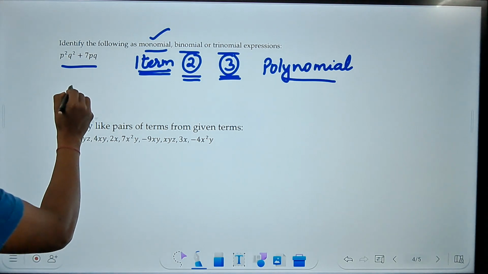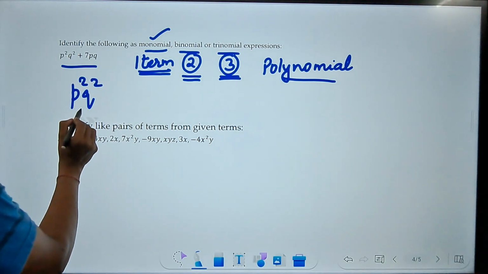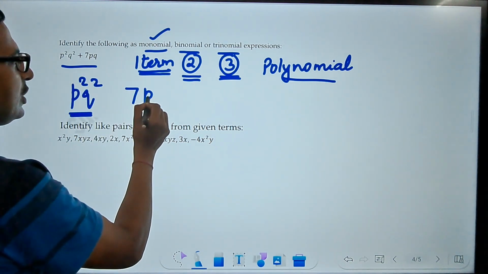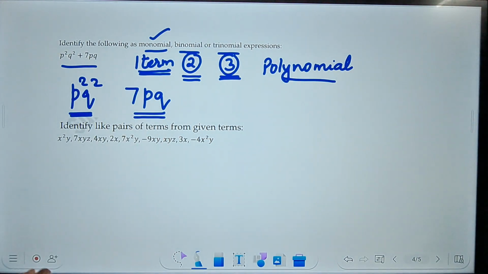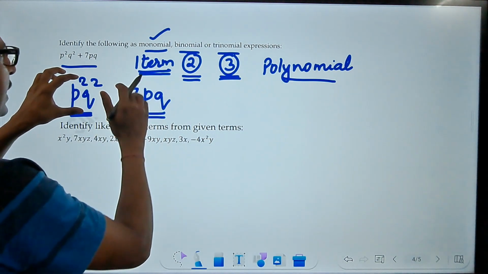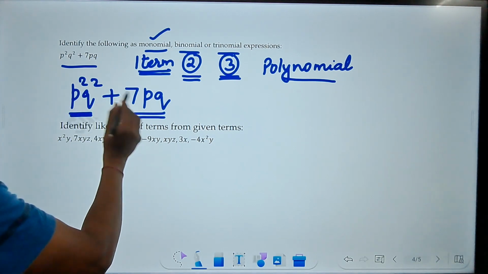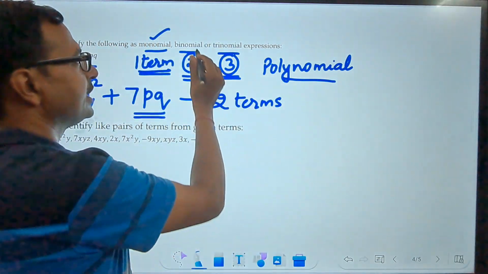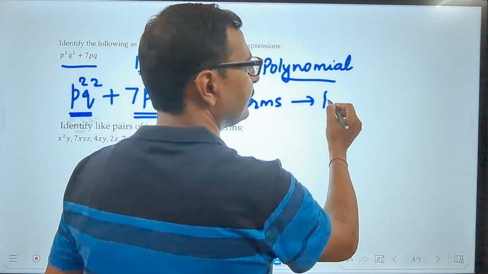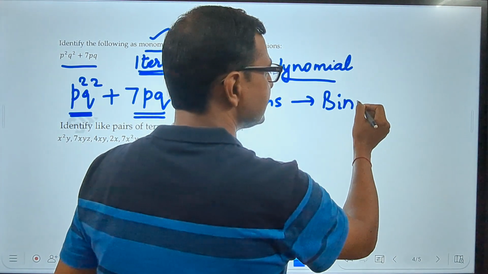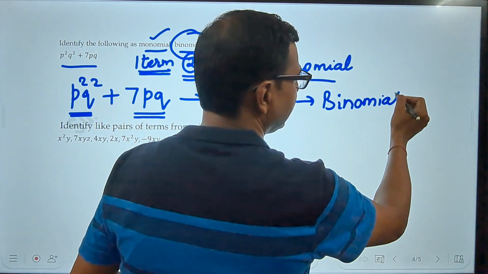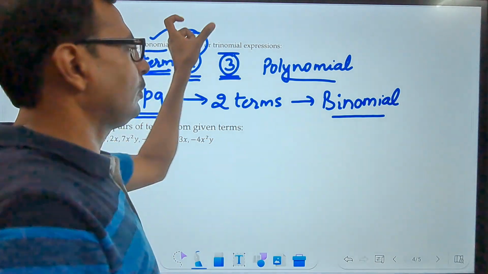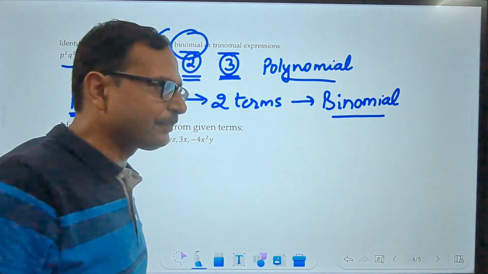Here you can see the part p square q square. This does not contain plus or minus, so this is a single term. And likewise the second part 7pq. This does not contain plus or minus sign, so this is also a single term. But these two parts are separated by a plus sign, and therefore this contains 2 terms, and whenever a polynomial contains 2 terms, it is a binomial. The prefix "bi" is given to the expression which contains 2 terms. So it's a binomial. So identifying whether it is a monomial, binomial or trinomial also helps in basic algebra.